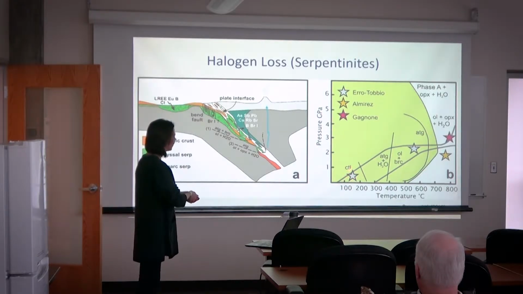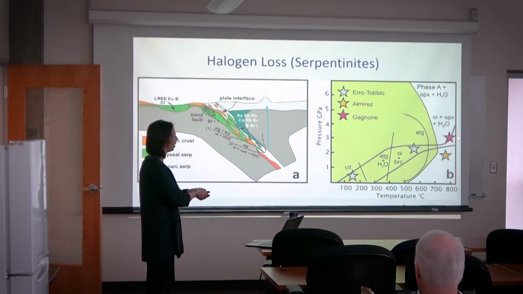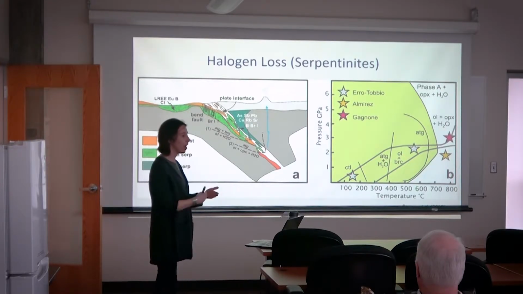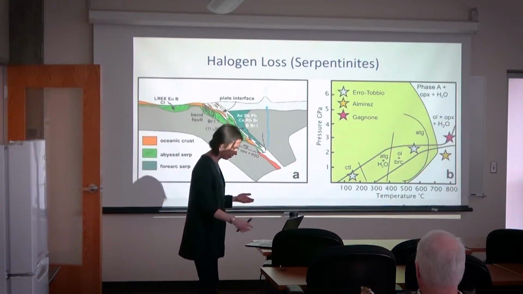Then you go from chrysotile to antigorite. Antigorite breaks down and forms olivine and brucite. And then all the way up here to where you get olivine and water. So how are the halogen concentrations of the serpentinite changing as you're increasing temperature and pressure?